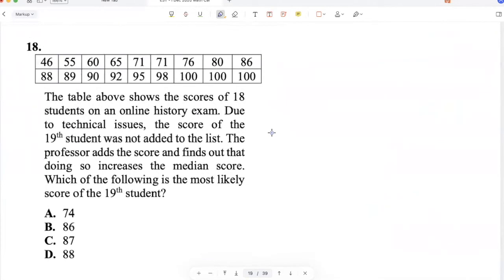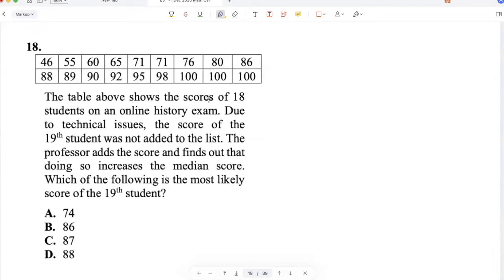The table above shows the scores of 18 students on an online history exam. Due to technical issues, the score of the 19th student was not added. The professor adds the score and finds out that doing so has increased the median. Which of the following is the most likely score of the 19th student?